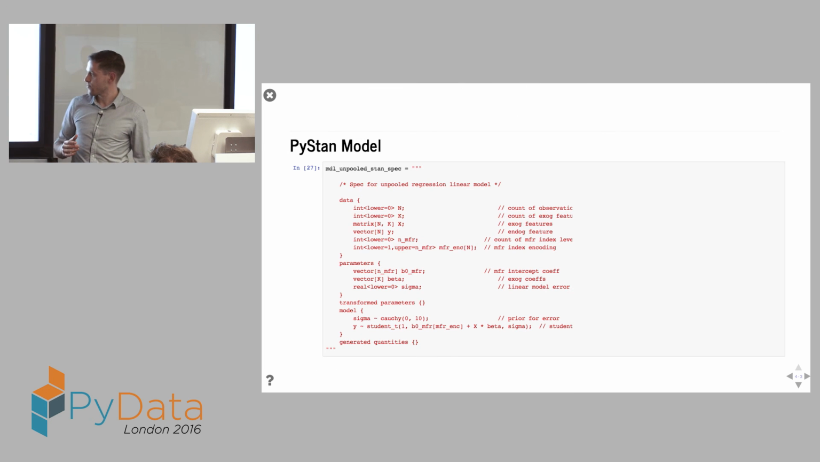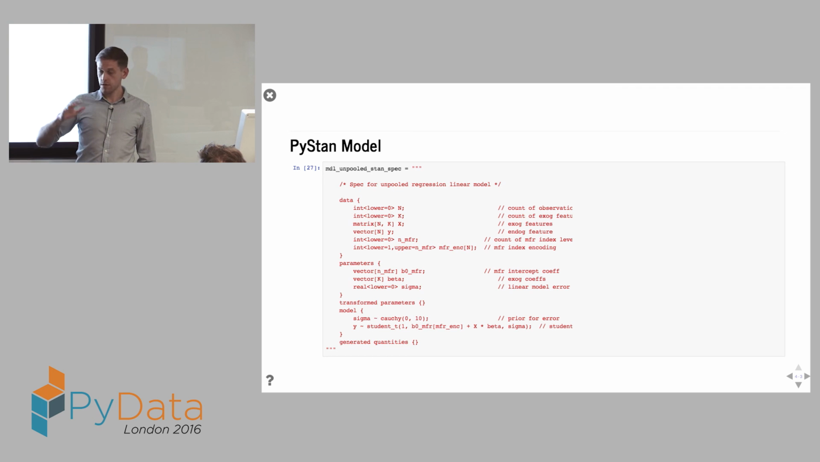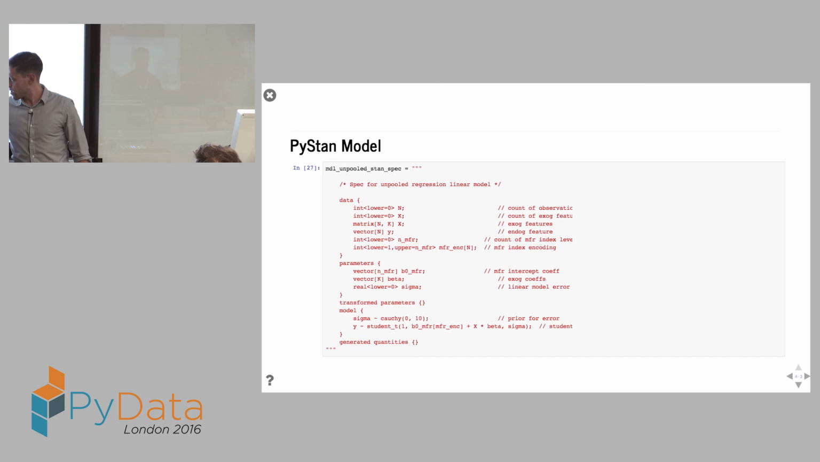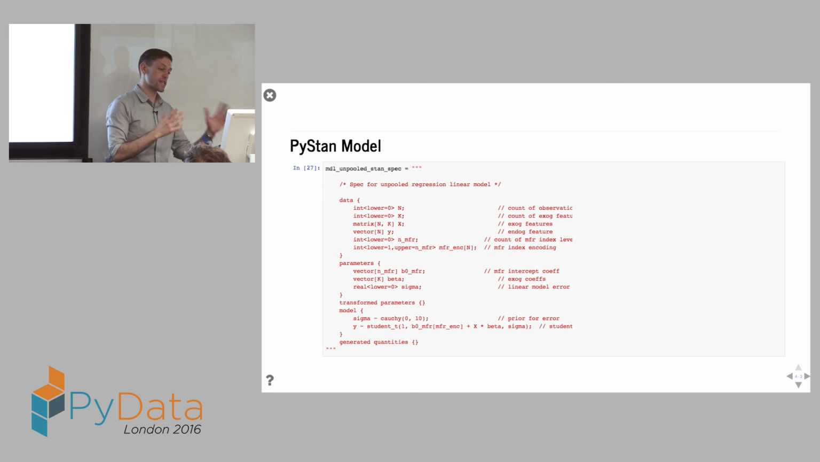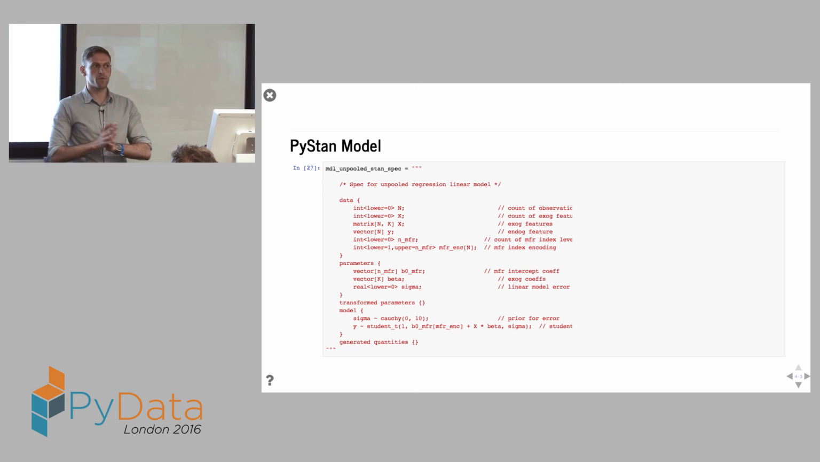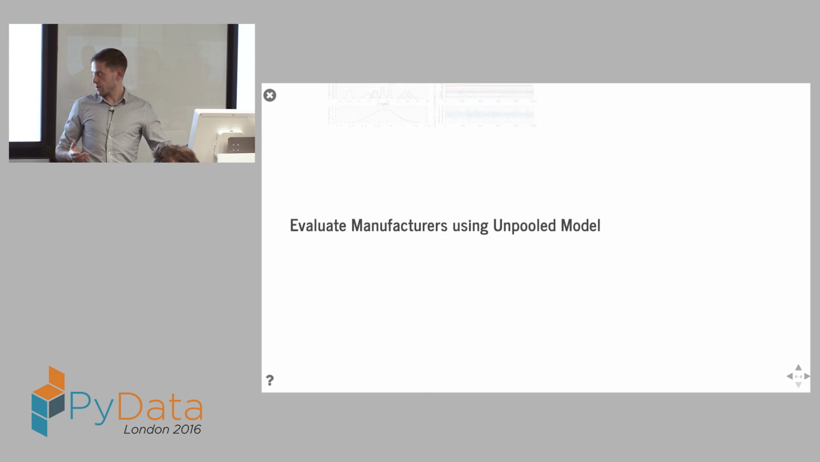PySTAN, in contrast, I can still, for this one, use a vectorized form. I've got an encoding here on the manufacturer, and that's going into this extra beta 0, which I'm also declaring here. So the vectorization bit in STAN is similar up to a point. And we can run that and we can view a fit. Great.